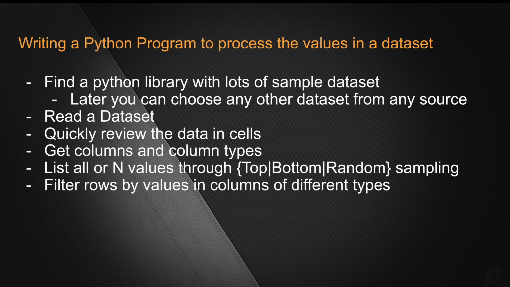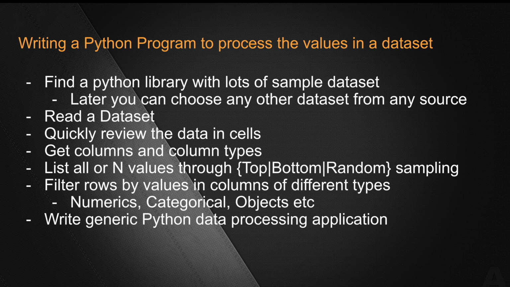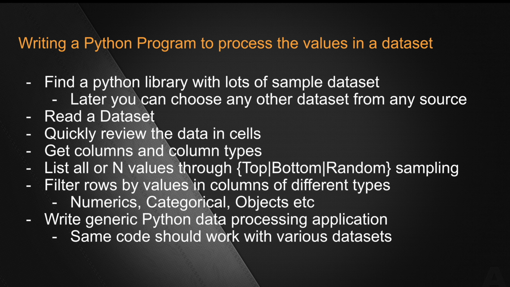We need to filter the rows by values in the columns of different types. It means filtering through the numerical data which is available in numeric column types, or filtering through categorical data which is available in categorical columns. Next, we need to make sure that the code is as generic as possible. It means the same code is going to work when we change our data set from A to B to C, and our code keeps working as expected. And not only that, when we cross libraries and read the data set from other libraries or other resources, still the same code should work. And I think that's all we really need to cover in our base data processing application written in Python.